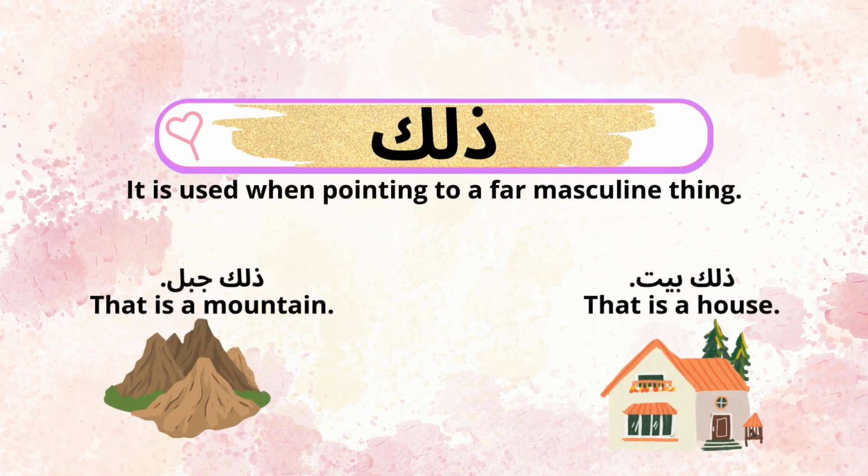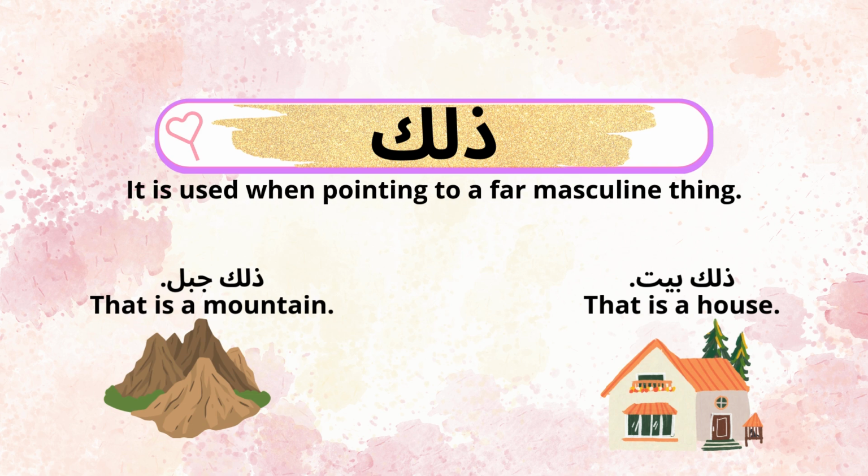Now we can see the word ذلك. The word ذلك is used when pointing to far masculine things or nouns. For example, ذلك بيت. That is a house. بيت is again a masculine word. That's why we have used ذلك.